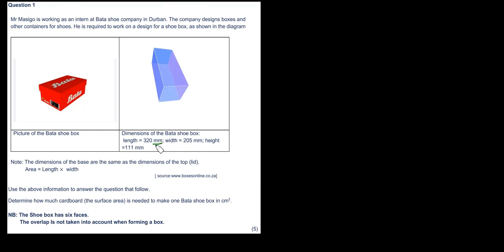Can you see that? You're given the dimensions in millimeters. Always check the unit, guys. Now, the dimensions of the base are the same as the dimensions of the top lid. That's what we're told here. So area is equal to length times width. So we've got the area, and we use the information to answer the questions that follow.